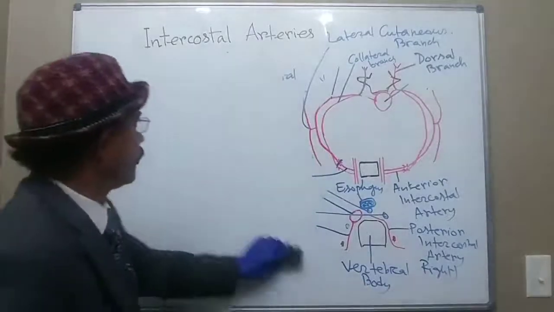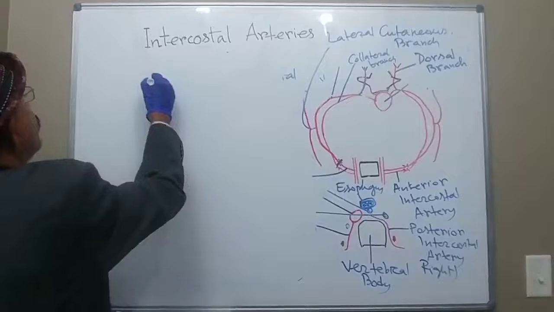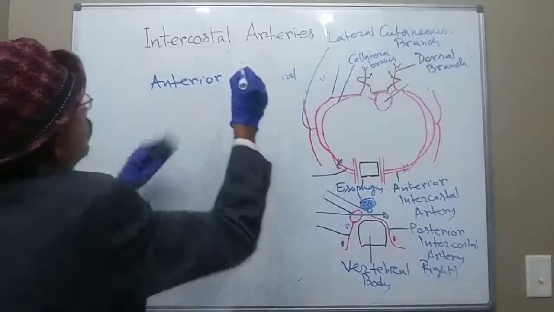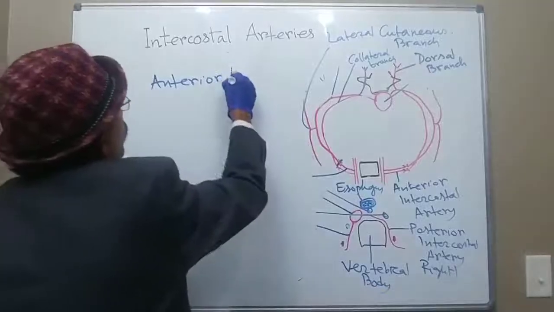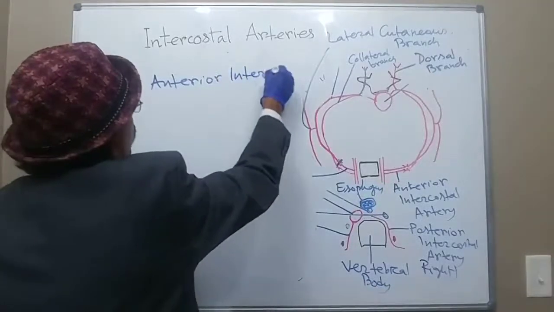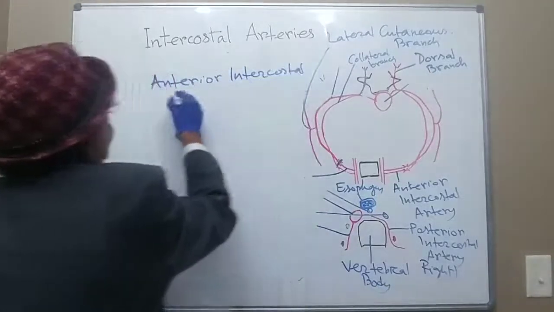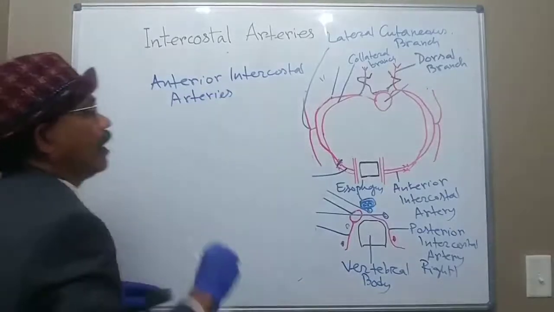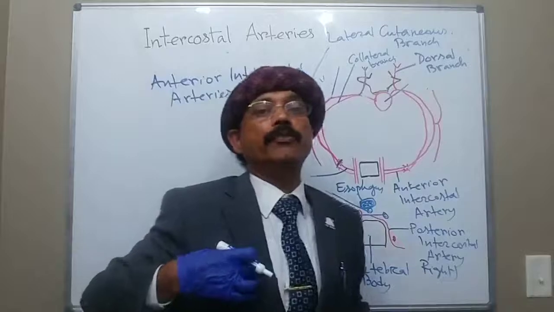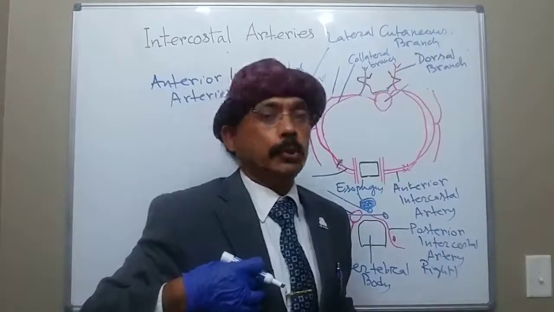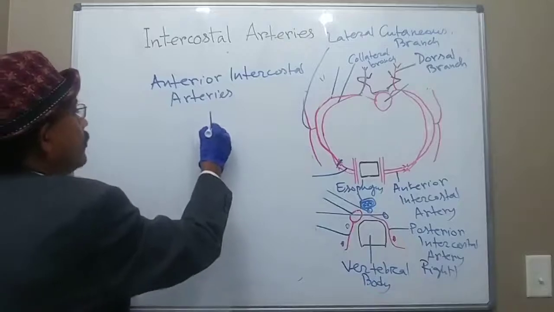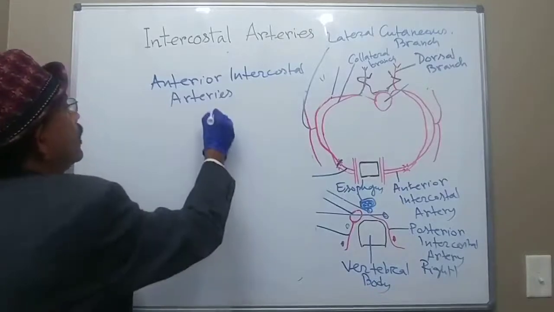Okay, so anterior intercostal arteries. So how many anterior intercostal arteries are there in each of my intercostal spaces? Two. These are branches of what? These are branches of the internal thoracic artery.